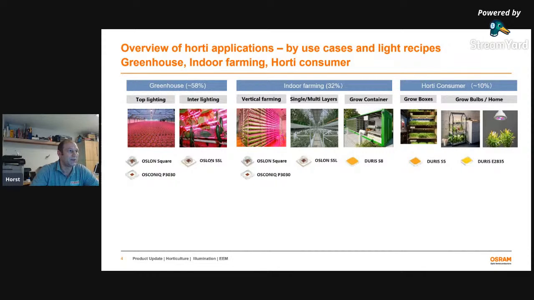So then going further in indoor farming, we see a lot of application for vertical farming. Here usually you don't have daylight, so that's pure artificial illumination. Then single multi-layers and grow containers. So this is what we can address for indoor farming, and for this we also have the components which are shown below. And then to not forget also a big market, which is the consumer market.